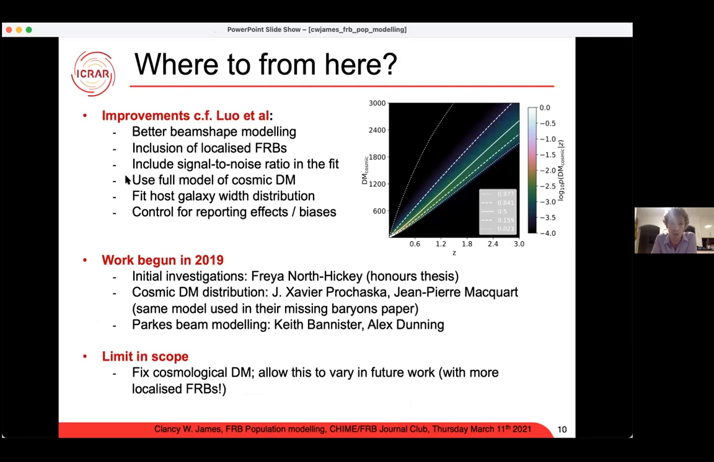You can then say, well, we've talked about cosmological DM, so you can use a full model of the cosmic DM distribution. So if this is redshift and this is your cosmic DM contribution, this is your probability of DM given redshift that was used in the model from JP's recent cosmic baryons paper. You probably should also include your host galaxy width distribution, right? Fit some model of what your host galaxies are doing and allow that to vary freely.